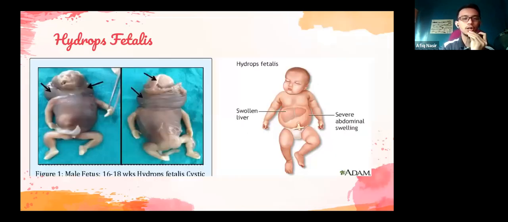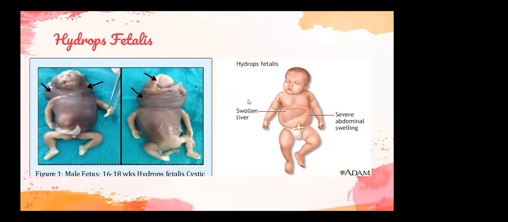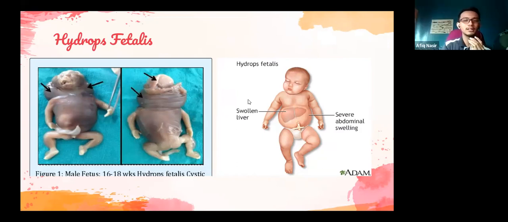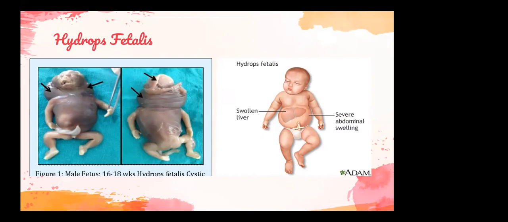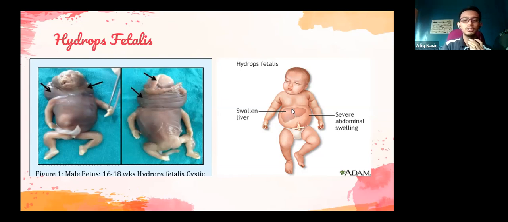This is a picture of a hydrops fetalis fetus. So what is hydrops fetalis? Hydrops fetalis is characterized by a swollen liver and severe abdominal swelling, and the patient will die in the uterus of the mother. So there will be a severe edema of the organs of the patient.